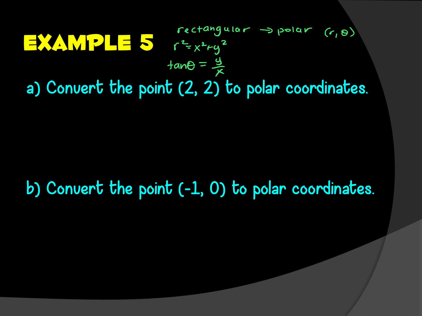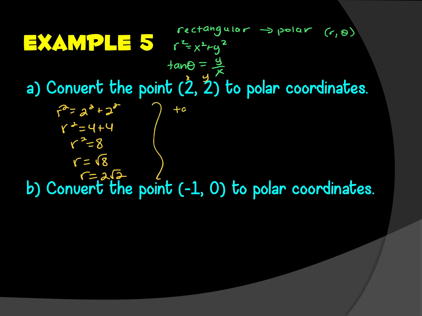So if this is my x and this is my y, r squared would equal 2 squared plus 2 squared. R squared would equal 4 plus 4. R squared would equal 8. R would equal square root of 8, which is 2 root 2. Then tan of theta would equal y, which is 2, over x, which is 2. Tan of theta would equal 1. And tan negative 1 equals theta.